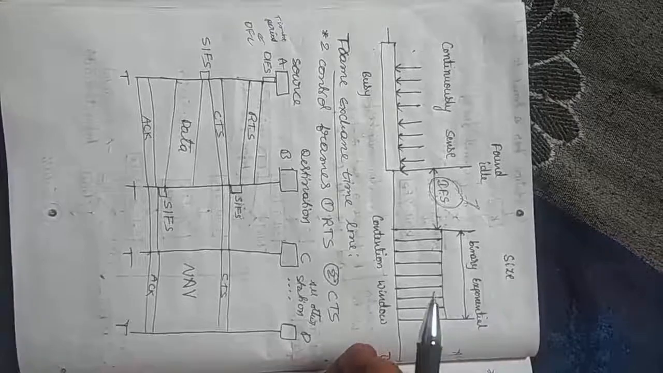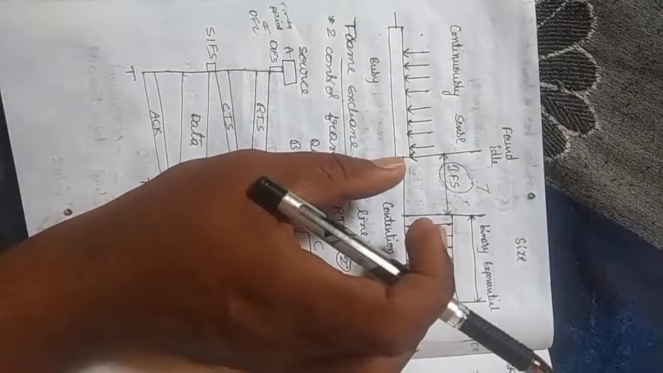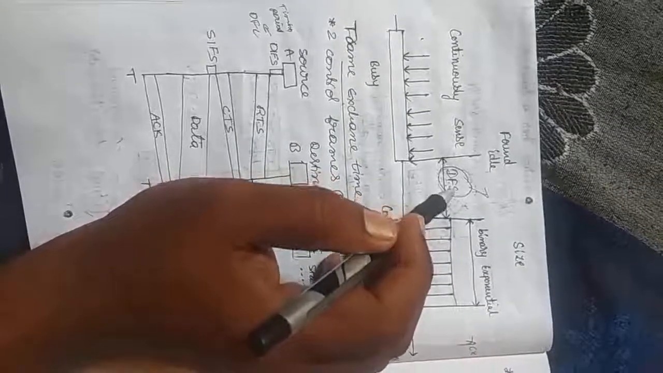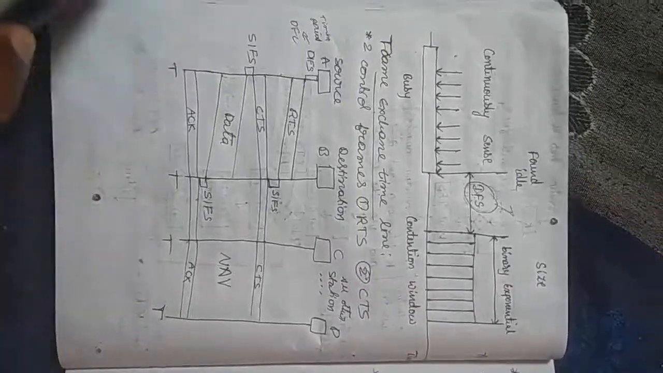If the medium is idle, it is not going to send the frame immediately; it will wait some amount of time. That amount of time is nothing but the interframe space. After completion of the interframe space, it goes to the next level, the contention window. After waiting there, if there is no collision, then it will send the frame.